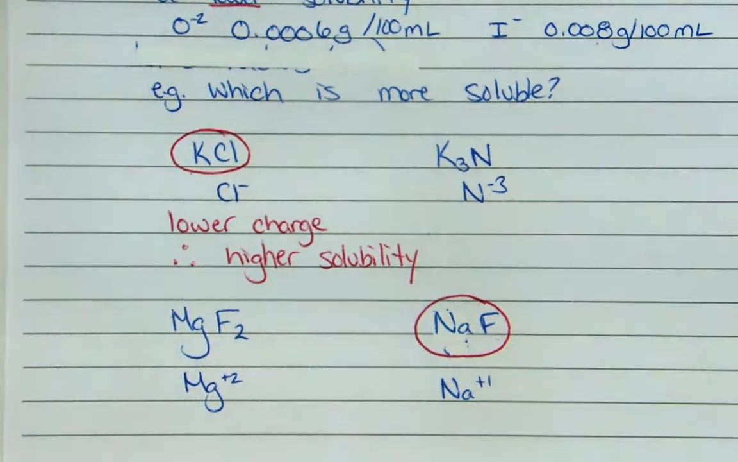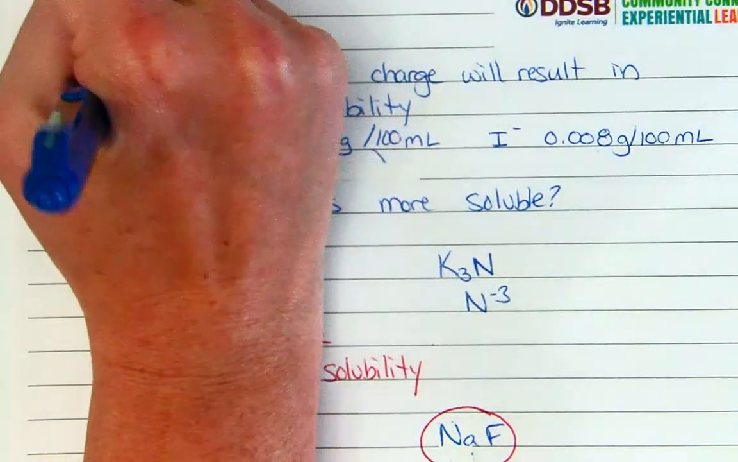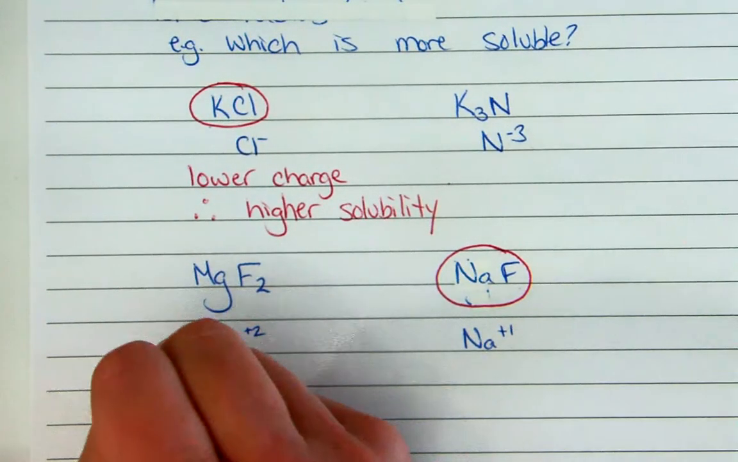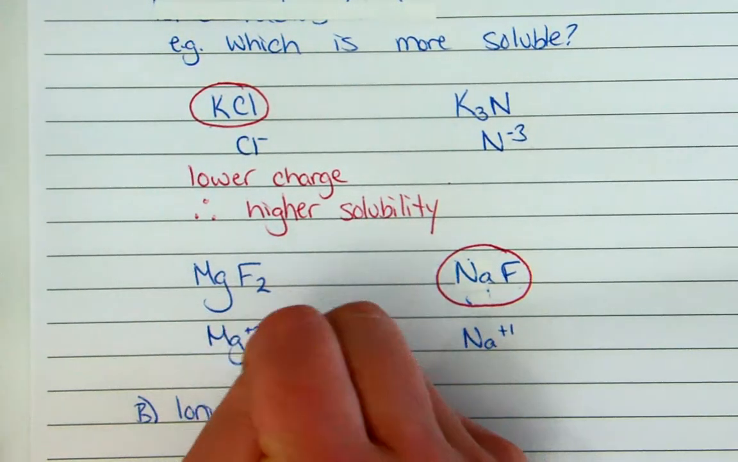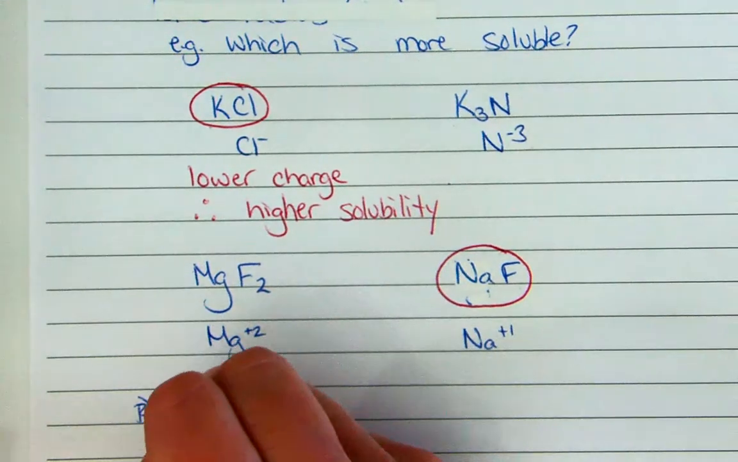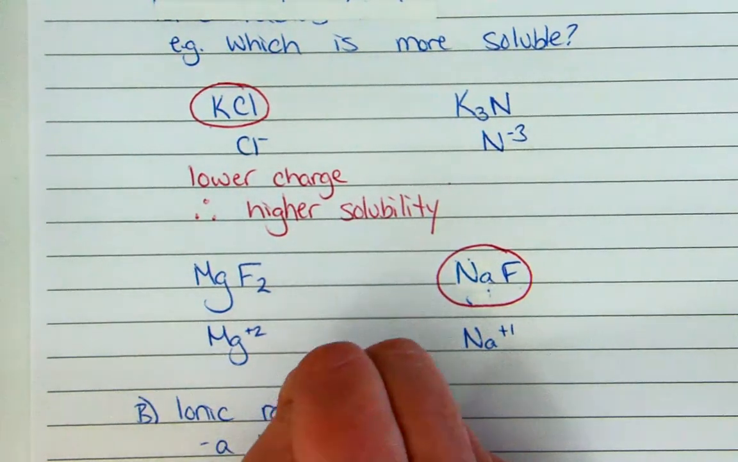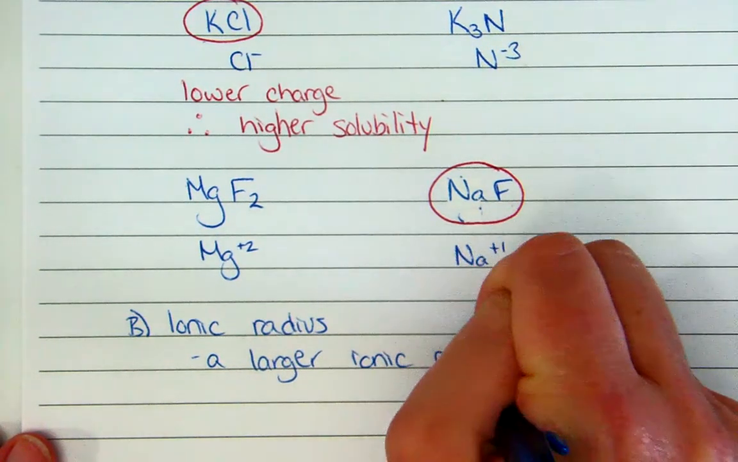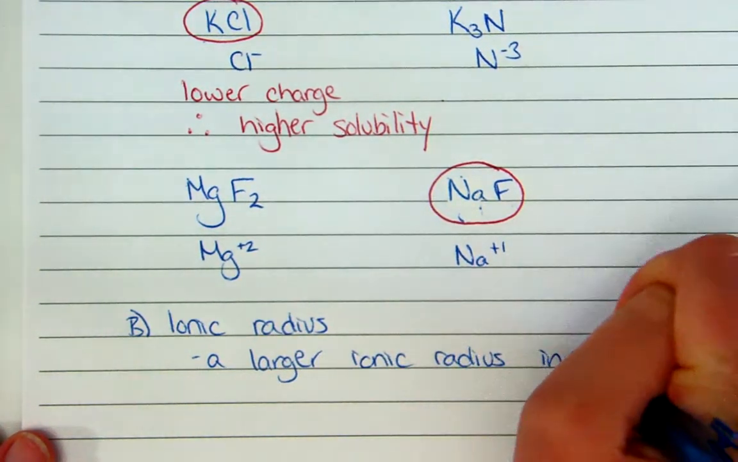The other piece that we need to look at with ionic compounds is the ionic radius. And here, a larger ionic radius will increase solubility.